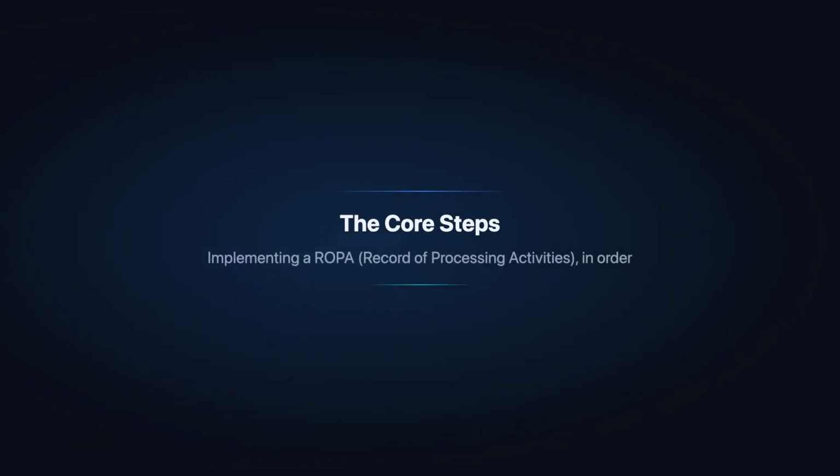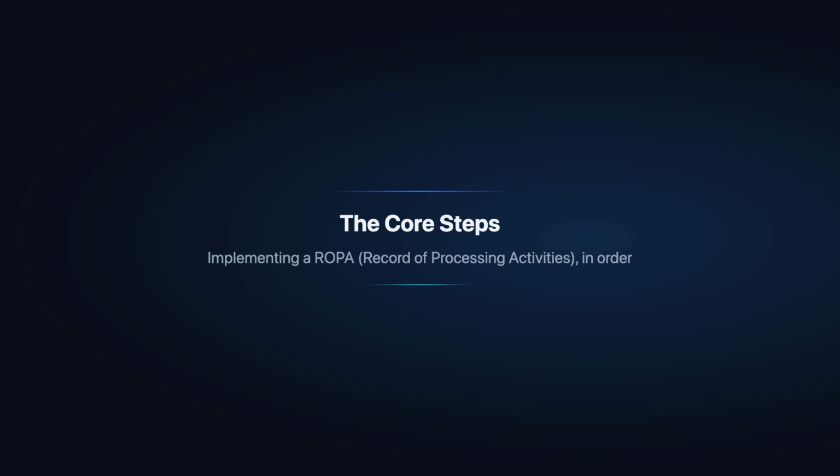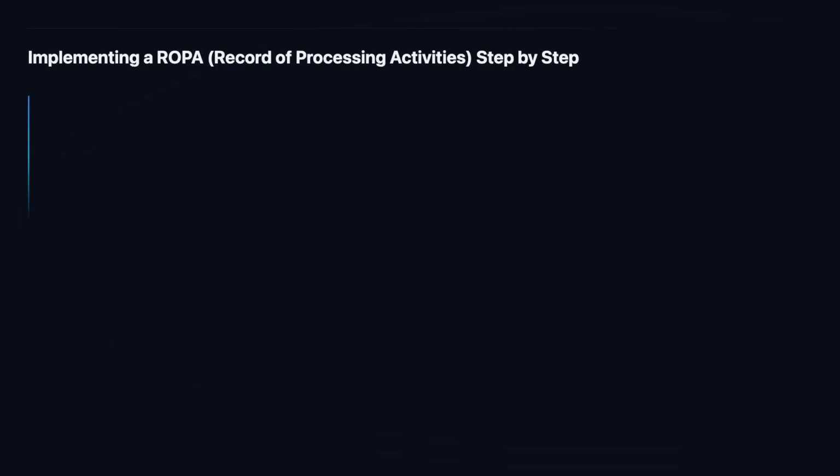Now the core sequence, the steps that actually move a ROPA, record of processing activities, from plan to production. These 4 steps, in order, are the implementation backbone for a ROPA. Start with a structured gap assessment. You cannot plan a route without knowing the start and the destination. A ROPA is no exception.